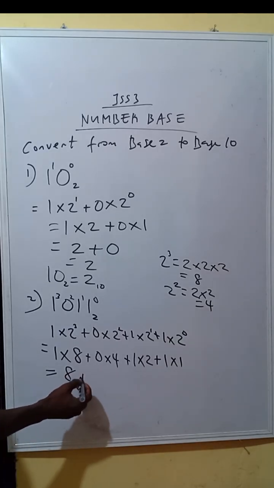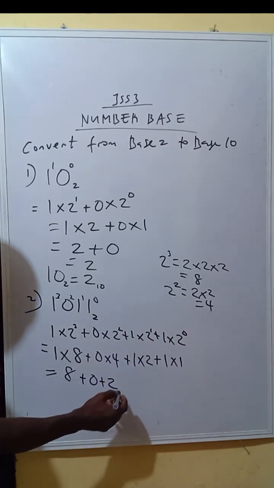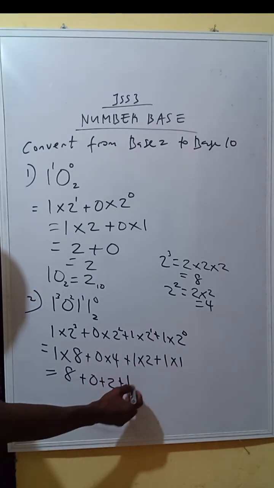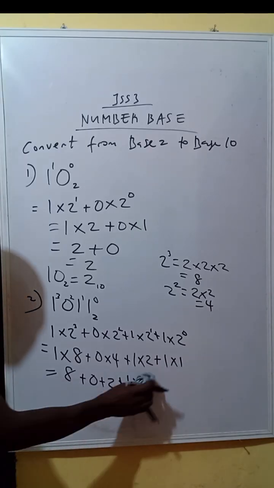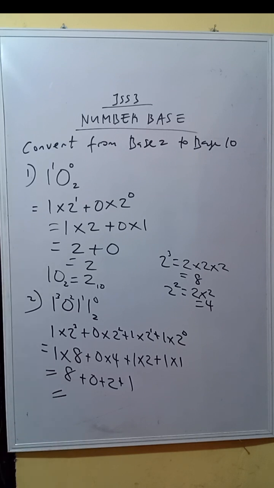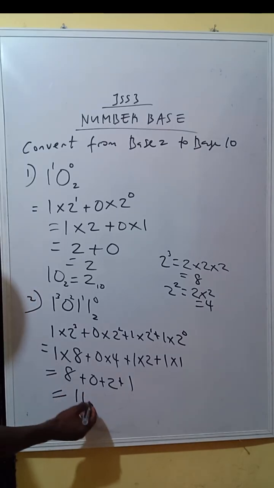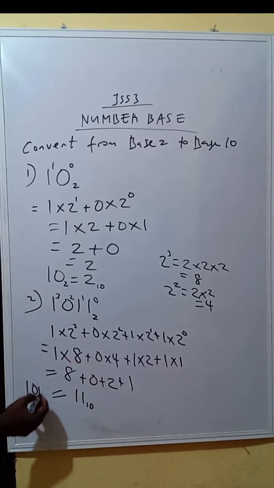So 1 times 8 is 8. 0 times 4 is 0. 1 times 2 is what? 2, plus 1 times 1. 1 times 1 is 1, no need to repeat that. Because we are simplifying, you have 8 plus 0, 8 plus 2, 10 plus 1, 11. 11 in base 10. So it means that 1011 in base 2 is 11 in base 10.